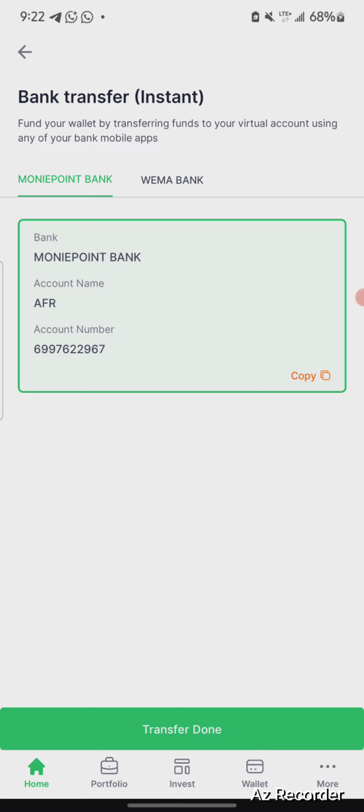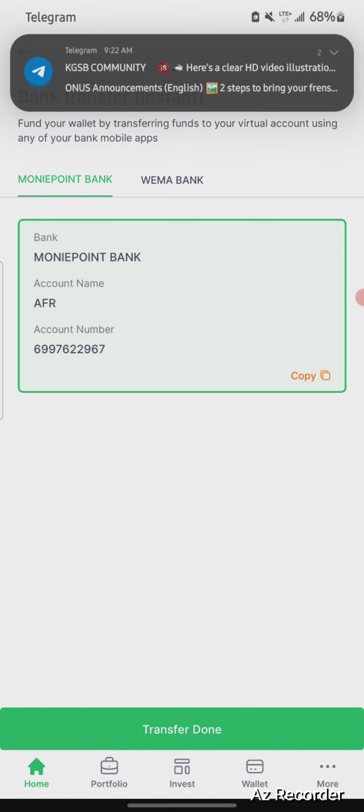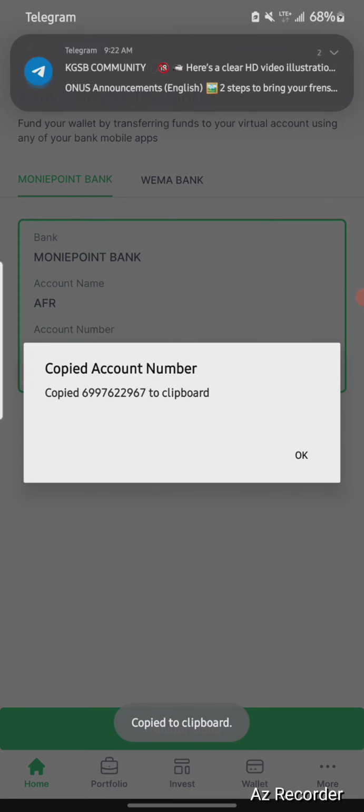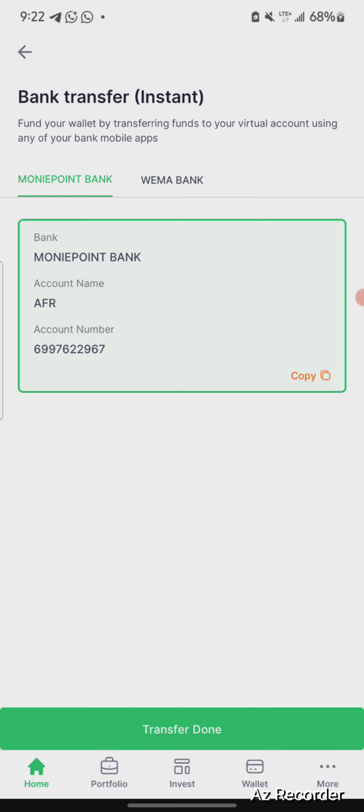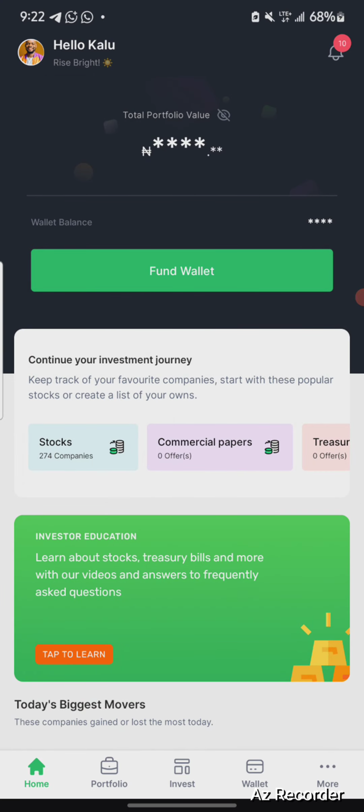Once you want to fund your wallet, this is what will show: the Money Point bank, the account name, and the account number. You just simply click on copy here. You copy the account number, go to your bank app, and make the transfer. Once you're done making the transfer, click on transfer done. Automatically the money will reflect in your Afrinvestor wallet. Anytime you want to fund your Afrinvestor wallet, you can also use that account number to fund your wallet.